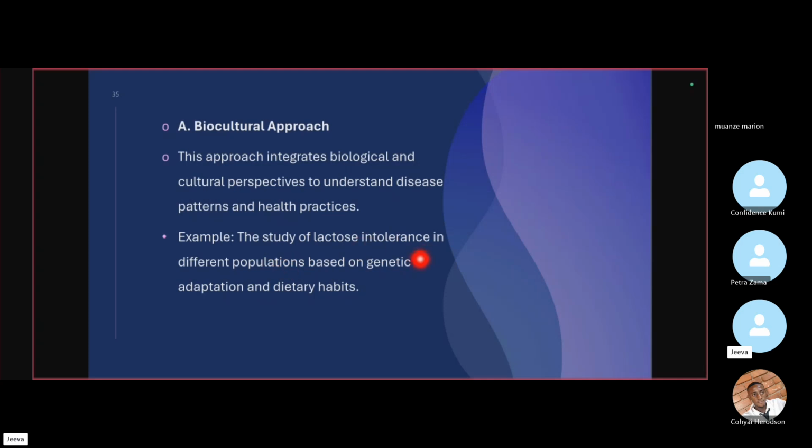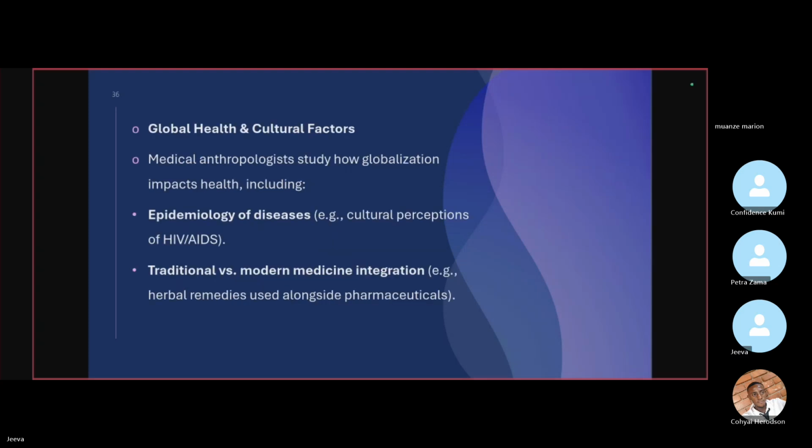So that is what a biological approach is. That is, you look at their habits and their genetic adaptation, which can cause the disease to occur. So that is what a cross-linked study means. You are linking this condition with the patient's habits. So this is what a cross-linked study shows.